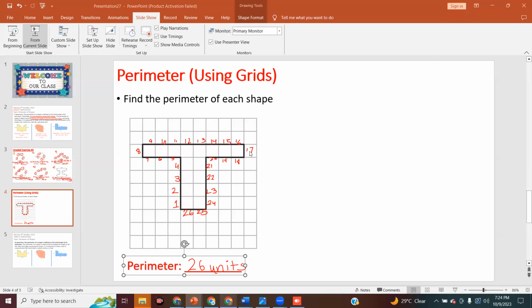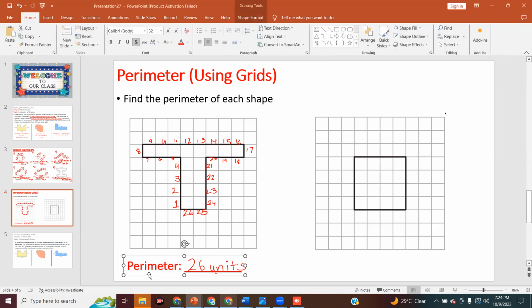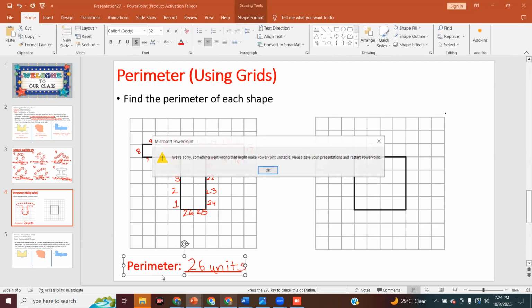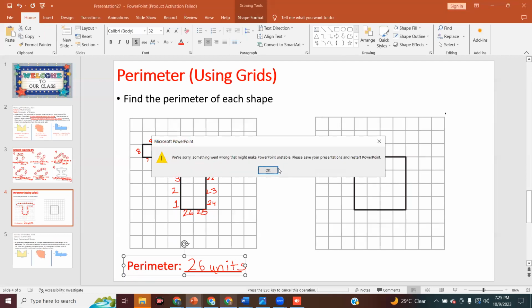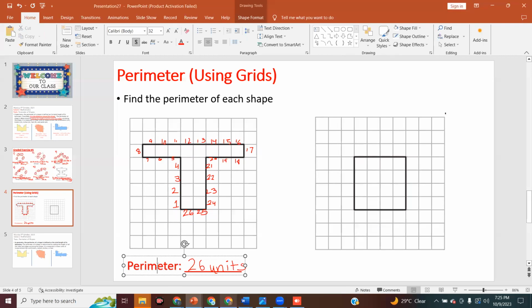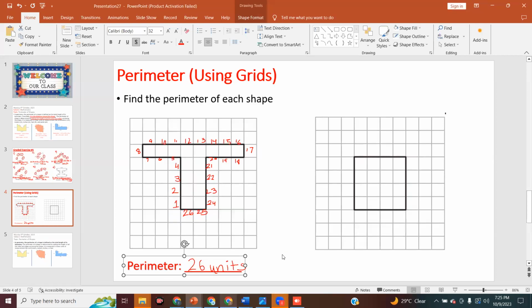All right. Put it inside the chat, please. Tell me what's the perimeter of this shape, the one on the right-hand side. Put your answer inside the chat for me, please. I want everyone answering, please. Tell me what's the perimeter of that shape.